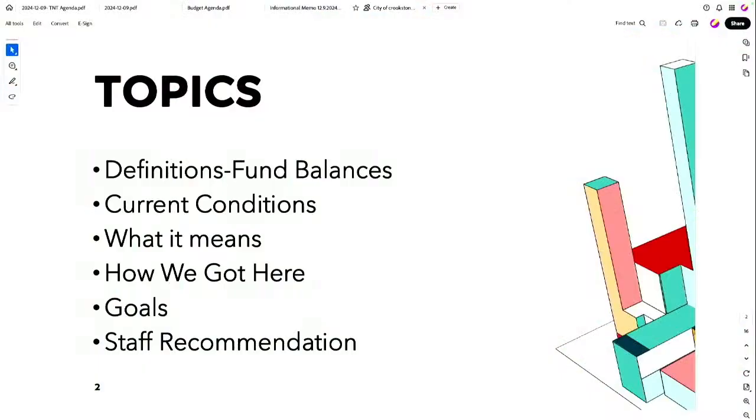Slide, please. Just a brief overview. Those who've been here previously will recognize some of these. I'd like to start with some definitions so that we can all be on the same page, describe the current conditions of the city financially as per our most recent audit, what that means for the city, how we got here, the goals for the current budget season, and then a recommendation. I have one recommendation at the end of the presentation.